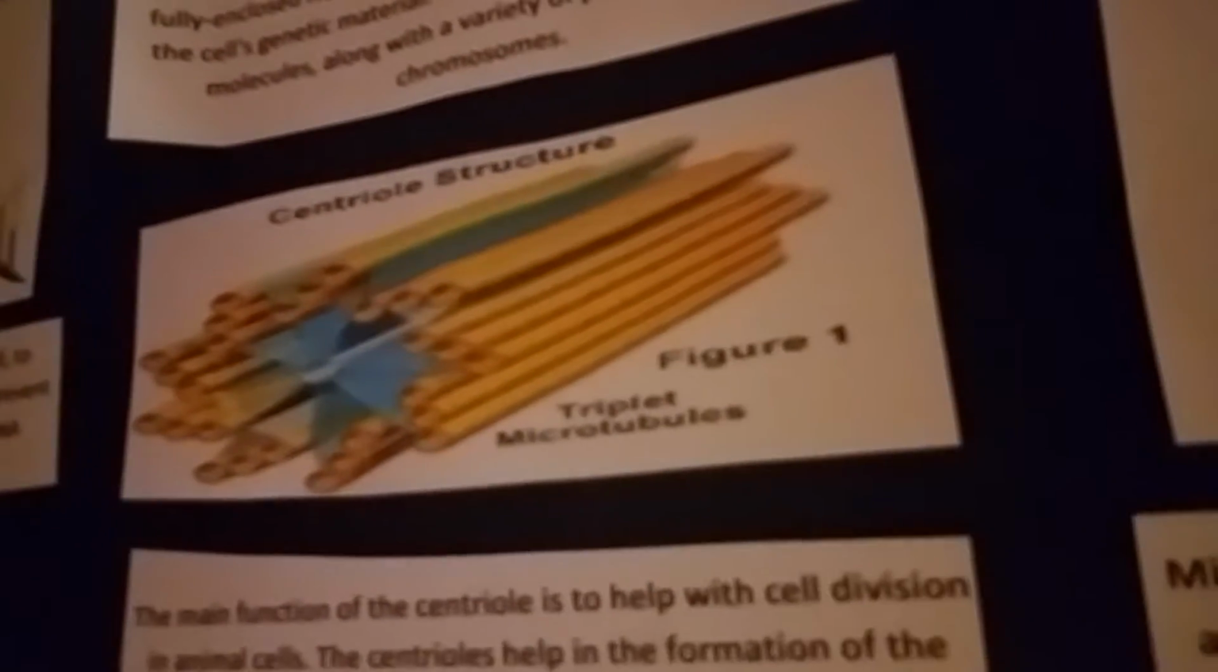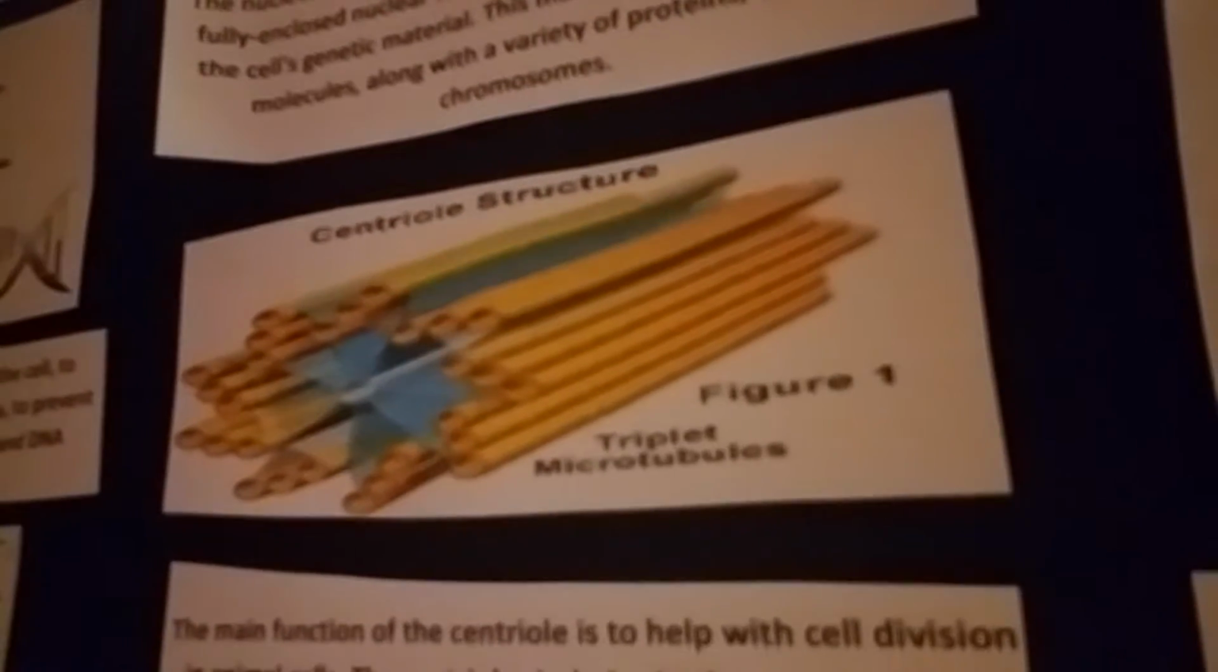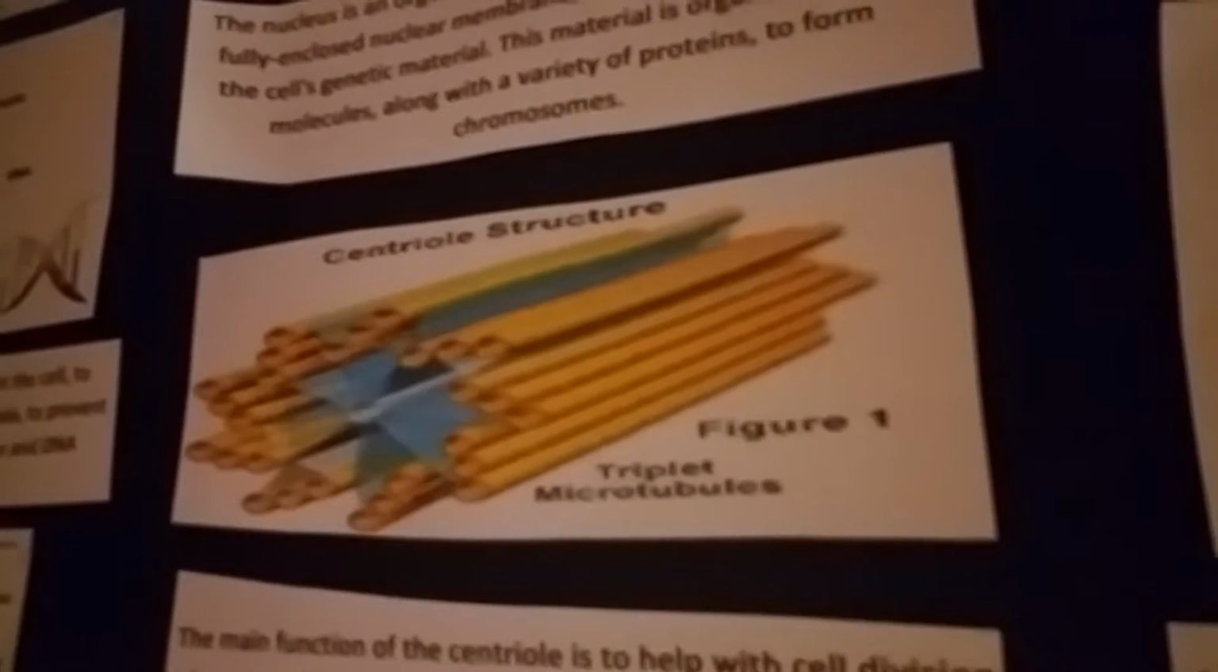The nucleus contains the majority of the cell's genetic material. This material is organized as DNA molecules, along with a variety of proteins to form chromosomes. And believe me, you need your chromosomes. Next we have centrioles. They look like spaghetti, but I promise you they are not.